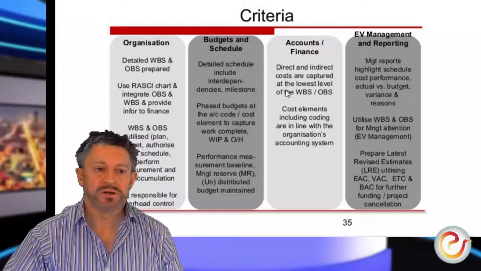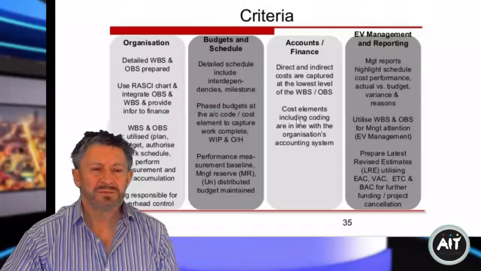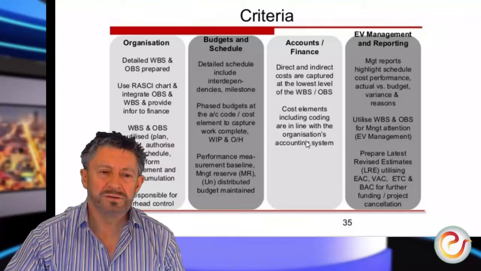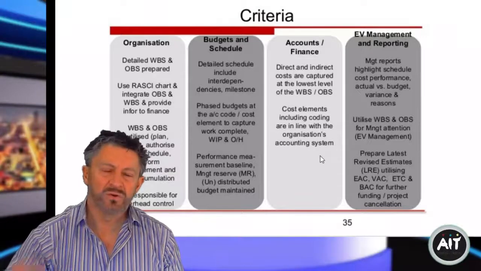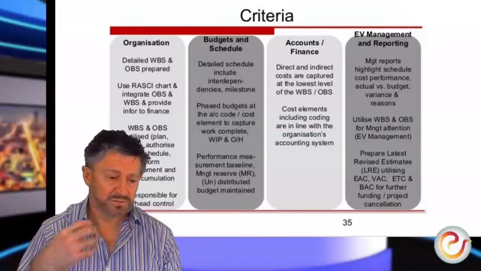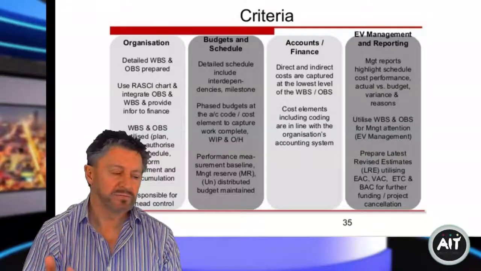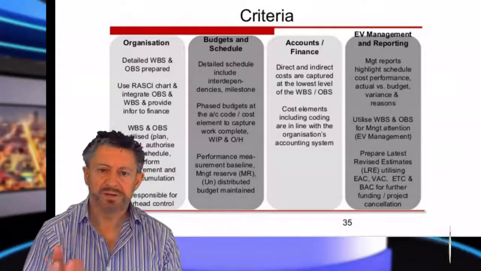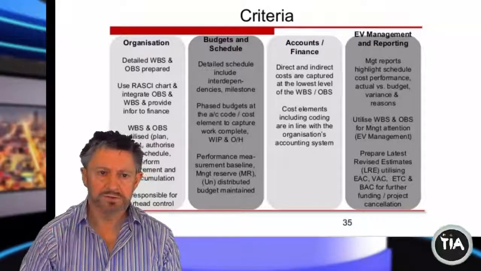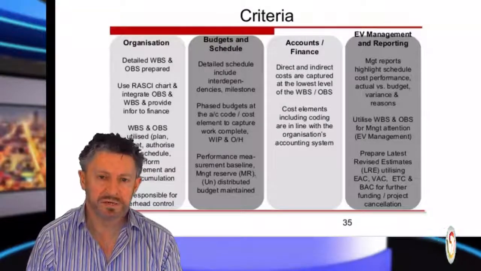So direct and indirect costs are calculated. Cost elements, including coding, are in line with the organization's accounting system. The coding we're talking about there is that we're all using the same terminology. What I say inside my project, that deliverable is a package, and in accounting we say that package has a cost, so they understand the terminologies between the two parts of the organization. That can be a bit tricky at times.